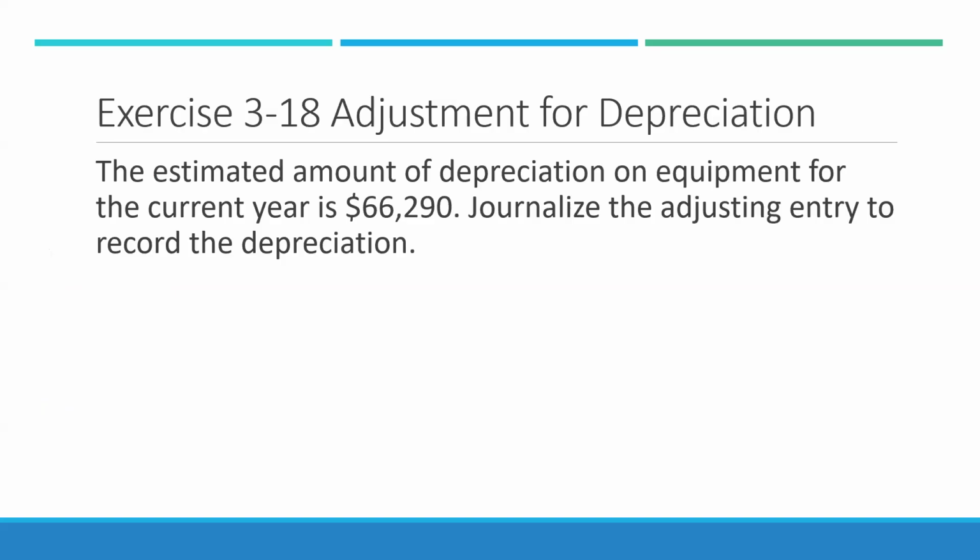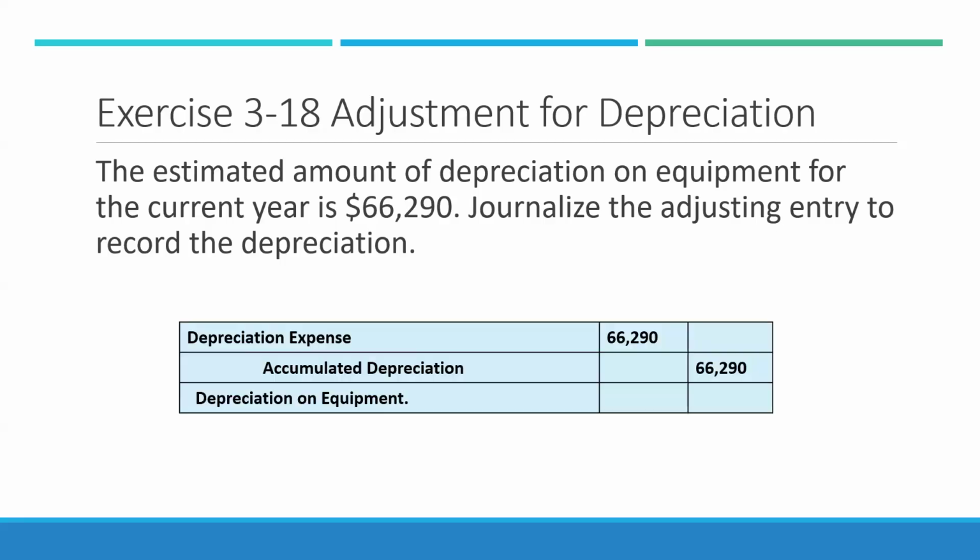The estimated amount of depreciation on equipment for the current year is $66,290. Journalize the adjusting entry to record depreciation. Guys, when we record depreciation, what are the two accounts we use? The first one is depreciation expense, and the next one is accumulated depreciation / equipment. I should have put in / equipment. Make sense?